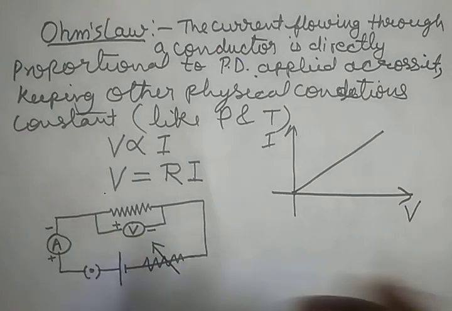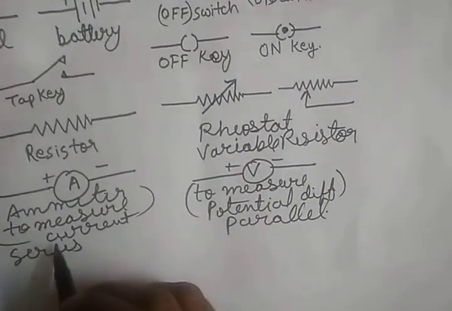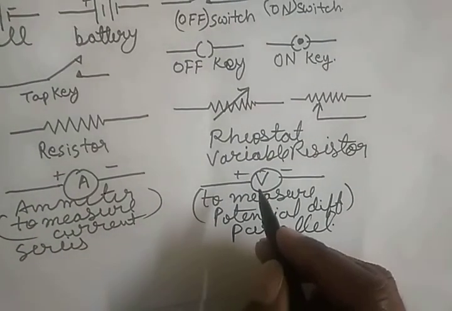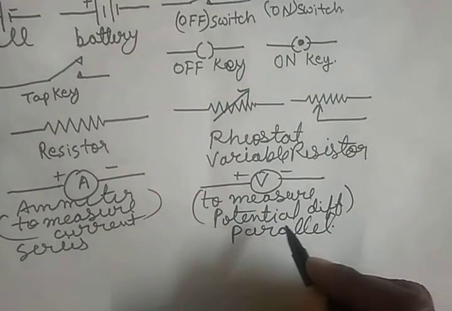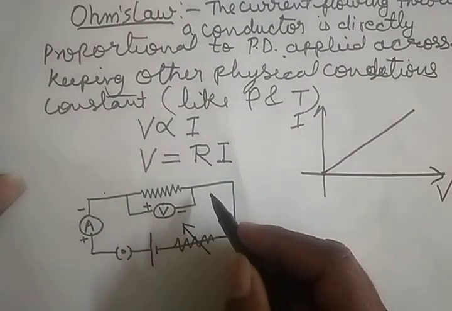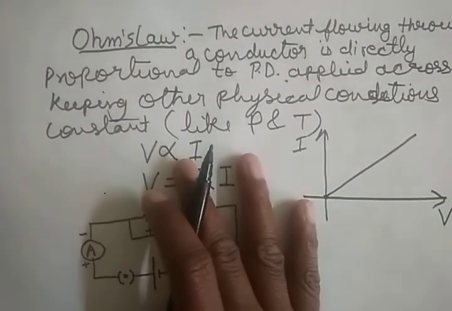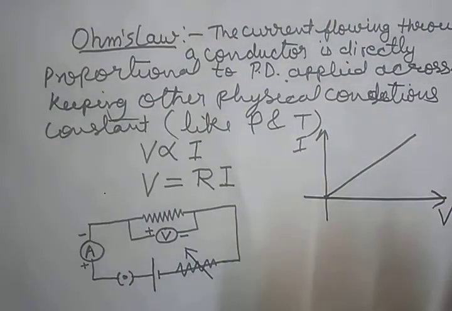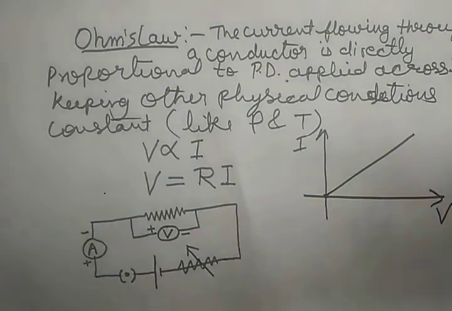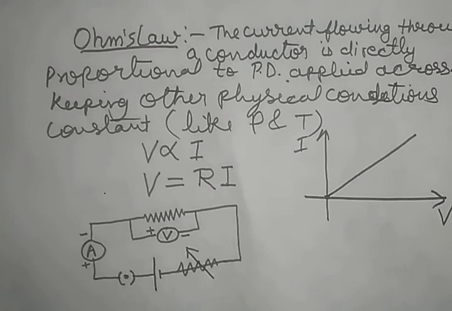So as I told you earlier, this ammeter is connected in series and this voltmeter is connected in parallel. It means like this: it is connected in the main line and it is connected sidewise. So this is how Ohm's law works. So this is all the theoretical topics in this chapter.